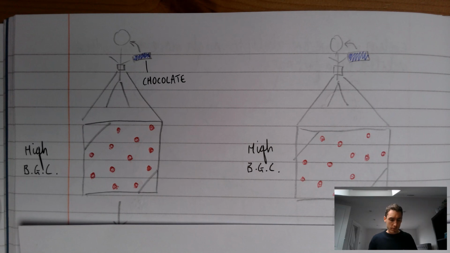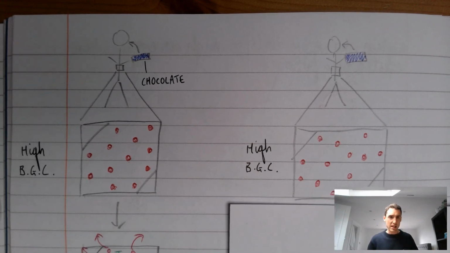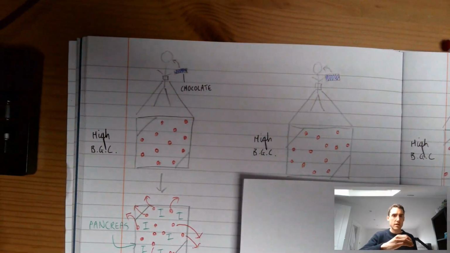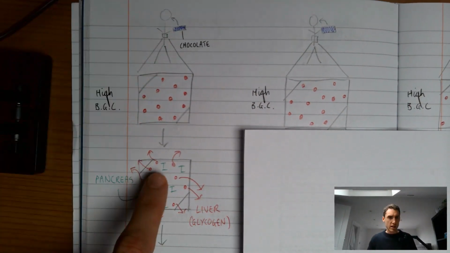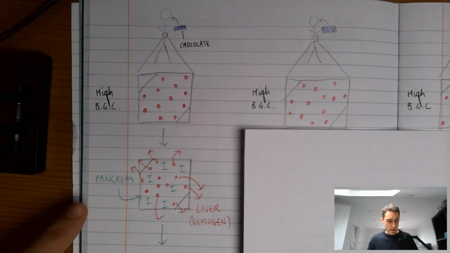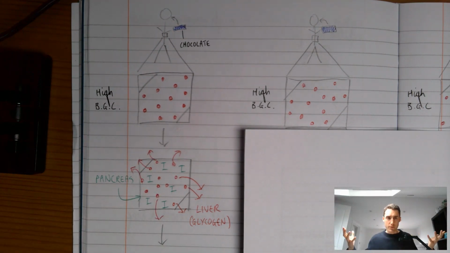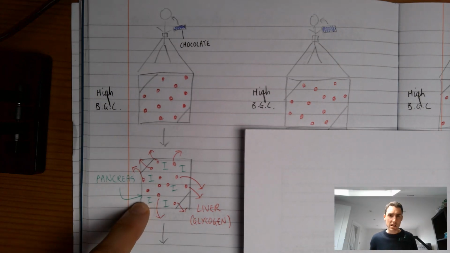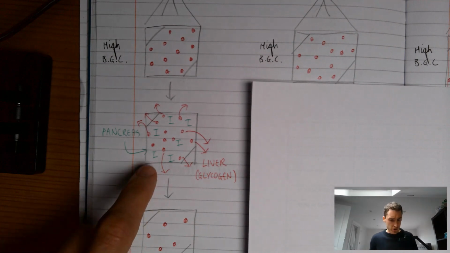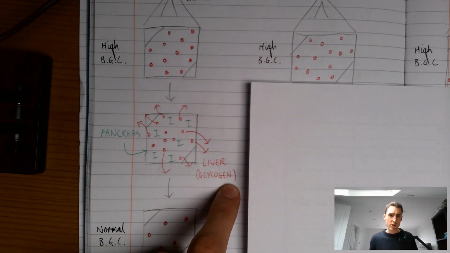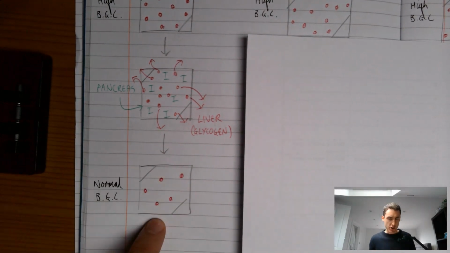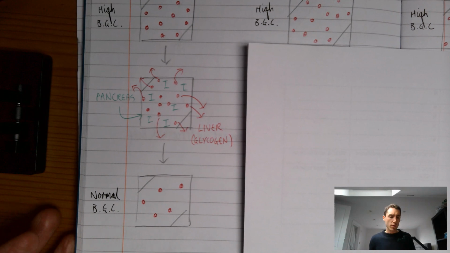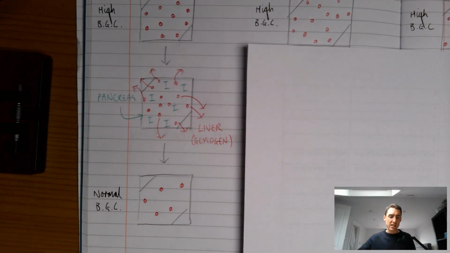So in this case, I've got the normal case over here. If I just zoom out a bit, this is exactly what we did last time. If a person eats some chocolate, they get a high blood glucose concentration. The kind of desired response, I suppose, of the body would be that the pancreas produces insulin. Blood glucose is converted to glycogen, stored in the liver, it exits the bloodstream, and hence the blood glucose concentration returns to normal.